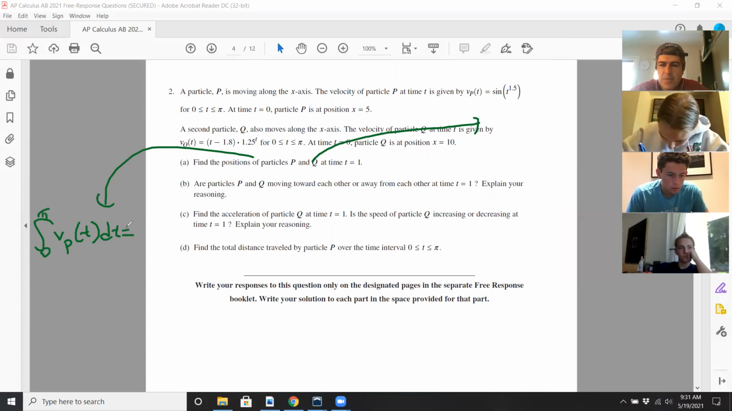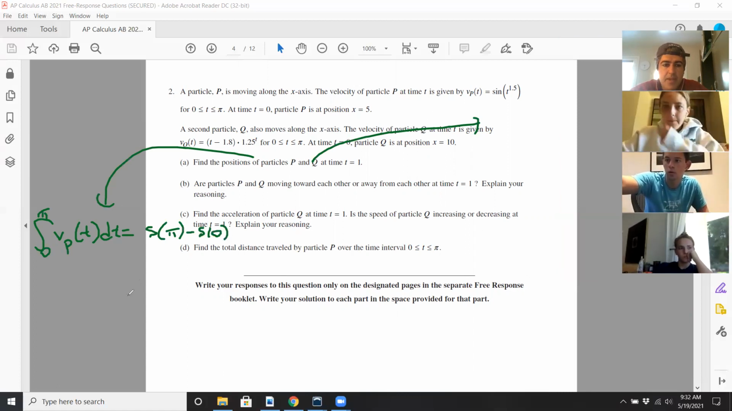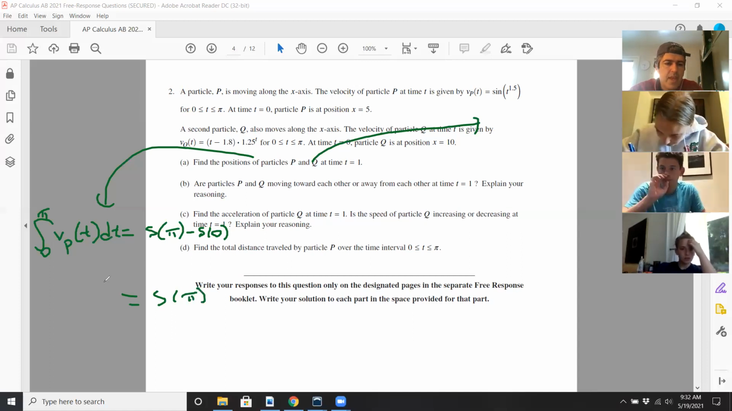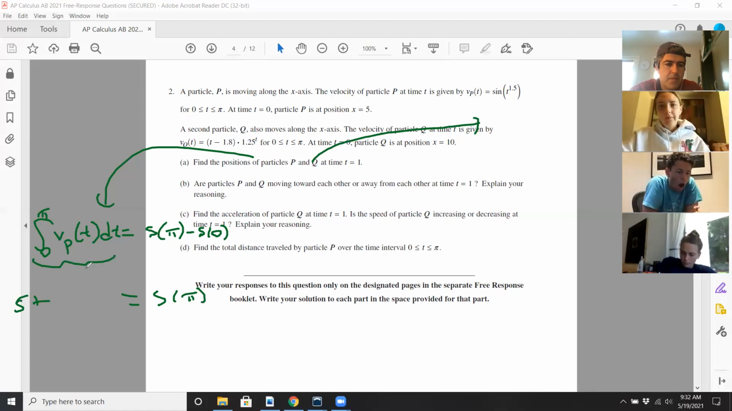I like to use s. Some people use x for position. I'll use s. That's going to be s(pi) minus s(0). So I guess you get a point for that setup and then a point for solving for s(pi). s(pi) is going to be s(0), which I know is 5, plus that integral, which I need to work on the calculator.